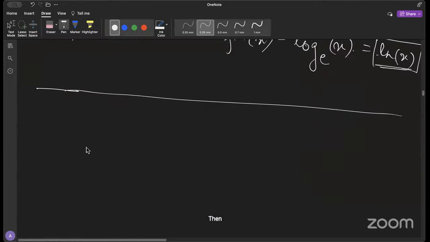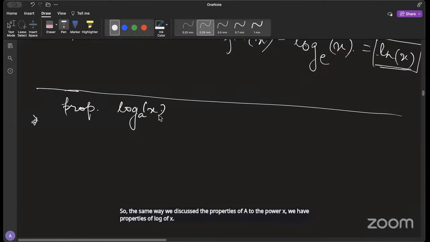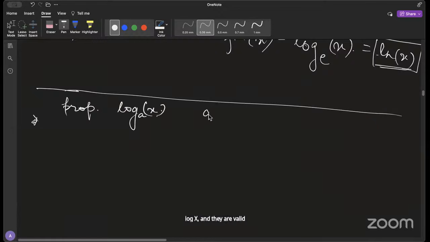Then we have properties of logarithm. The same way we discussed the properties of a to the power x, we have properties of log a x, and they are valid for all x, and for all a not equal to 1 and greater than 0.